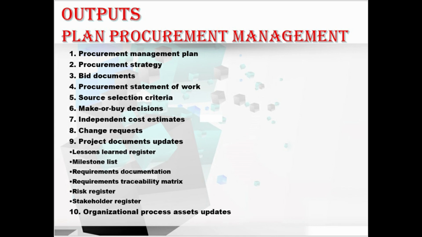In the project document updates, we have the lessons learned register, milestones list, requirement documentation, requirement traceability matrix, risk register, and the stakeholder register. Let me explain one by one. First with lessons learned register. The lessons learned register here is updated with any relevant lessons regarding the regulations and compliance, data gathering, data analysis, and source selection analysis. Coming to the milestones list. The list of major milestones shows when the sellers are expected to deliver their result.